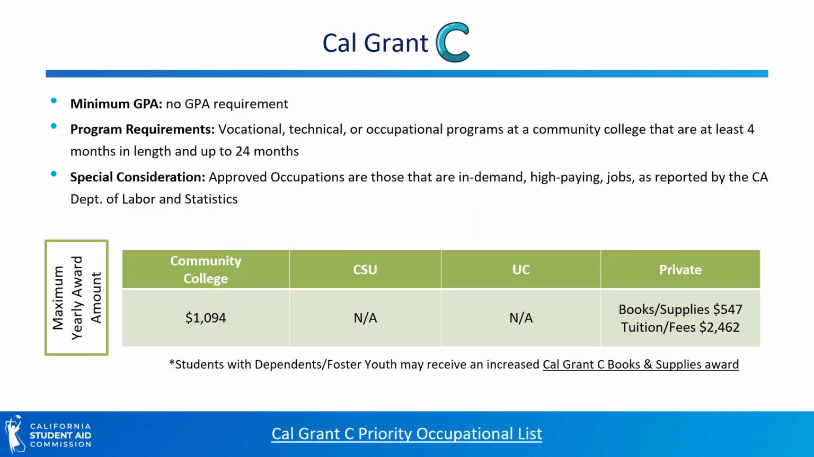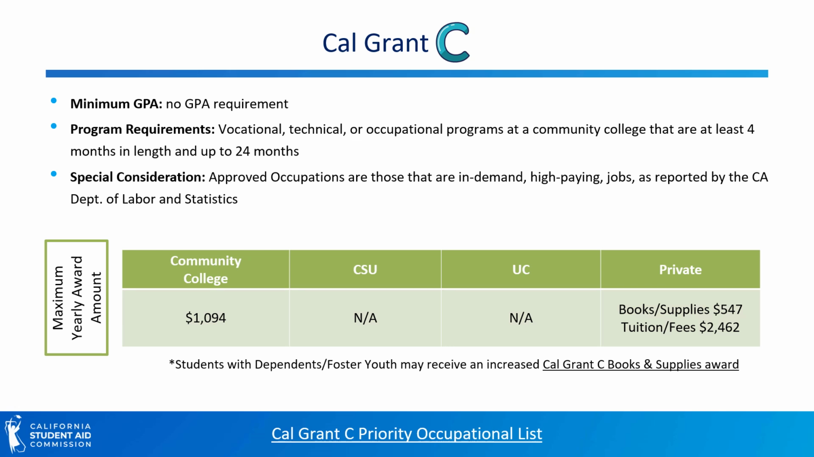Finally, we have Cal Grant C. Cal Grant C is the only Cal Grant that does not have a GPA requirement and provides free money to students pursuing a vocational, technical, or occupational program at a community college or at a trade school that are at least 4 months in length and up to 24 months.